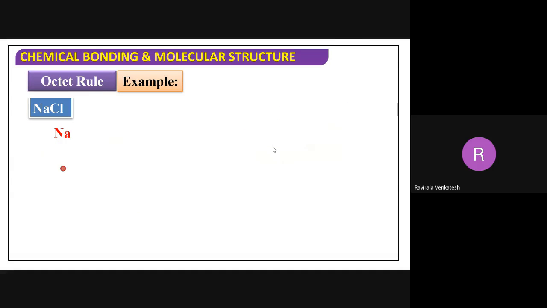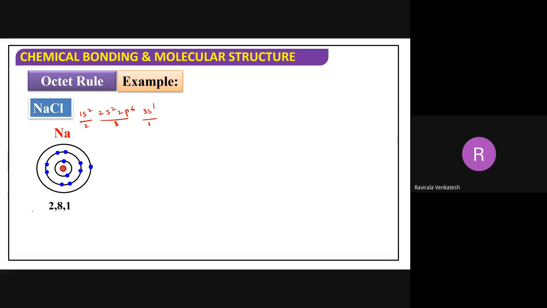I will take one more example here. Sodium I am taking. You have studied everything in the 10th class itself, but we are just revising. The configuration of sodium will be 1s2, 2s2, 2p6, 3s1. The first shell contains 2 electrons, the second shell contains 8 electrons, and the third shell contains 1 electron. So 2, 8, 1.